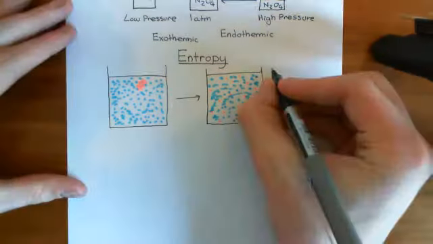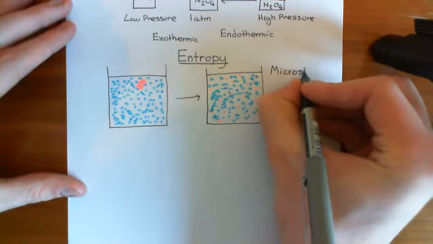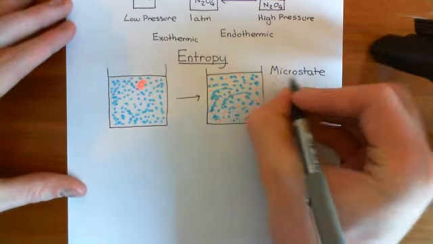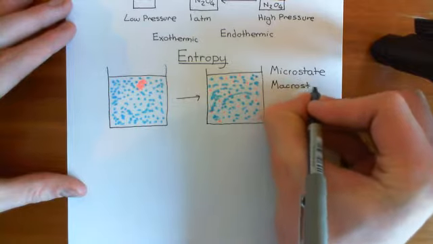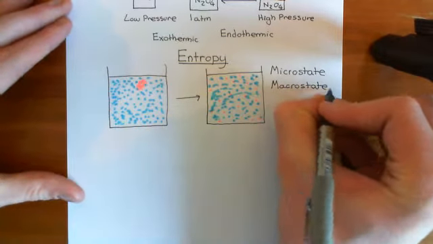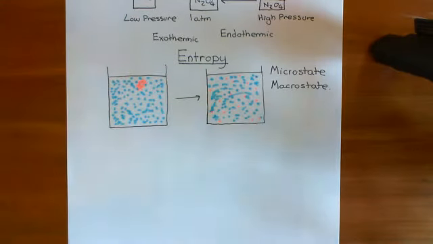Okay, I want to introduce you to the terminology microstate and macrostate, because this will be really helpful when we're defining entropy and understanding entropy. So what is the difference between a macrostate and a microstate? Well, basically, a macrostate is something that a human can observe.